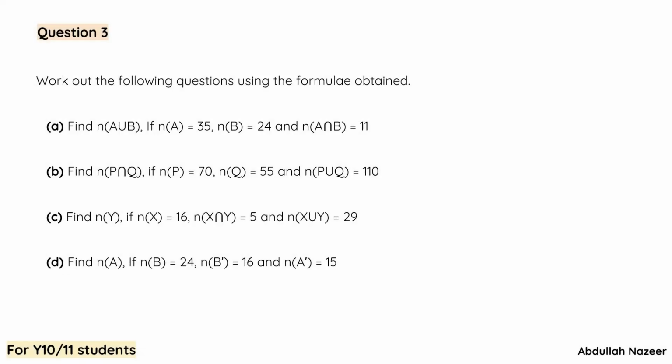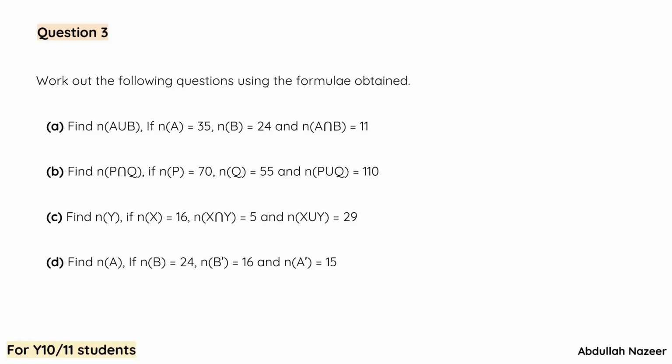So in this video we'll be looking into some direct practice problems to make ourselves comfortable with the formulas that we learned in the previous class. So let's start with the first one. Find n(A union B) if n(A) is 35, n(B) is 24 and n(A intersection B) is 11. We can use the first formula that we learned in the previous video to solve this problem.